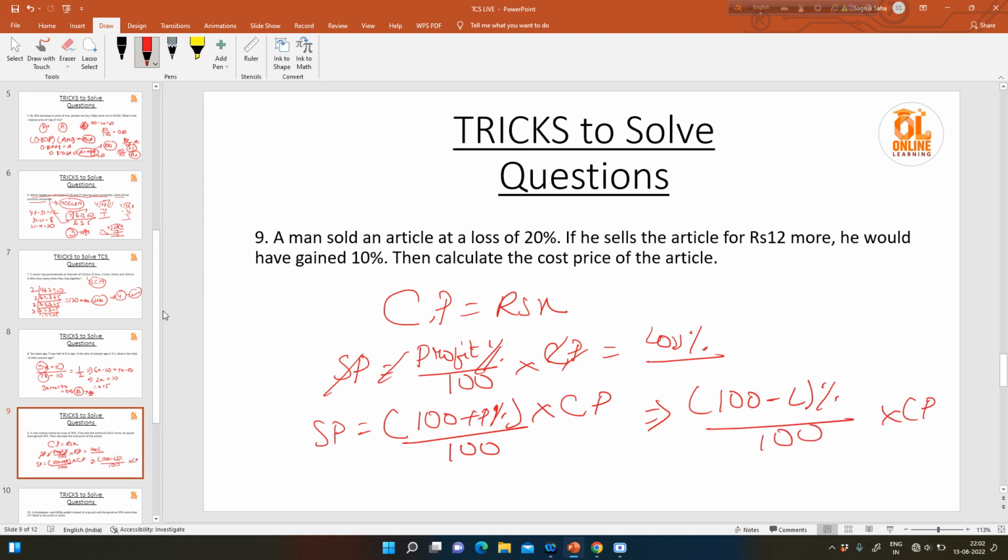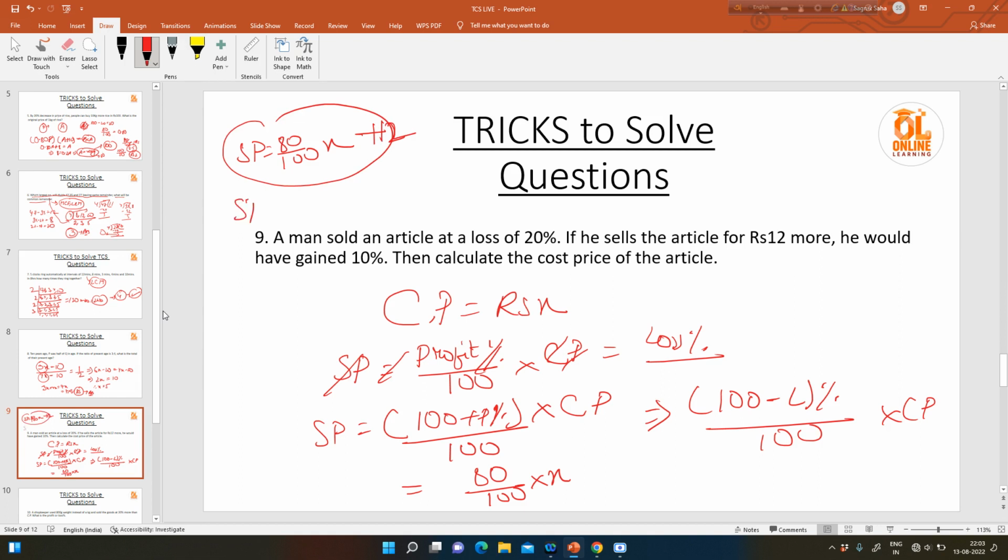So first it is given a man sold an article at a loss of 20%. So 100 minus 20%, it would be 80 by 100 into X. So the first condition would be SP is equal to 80 by 100 X, right? And it is given if he sells the article for rupees 12 more, so add 12 here, and he would have gained 10%.